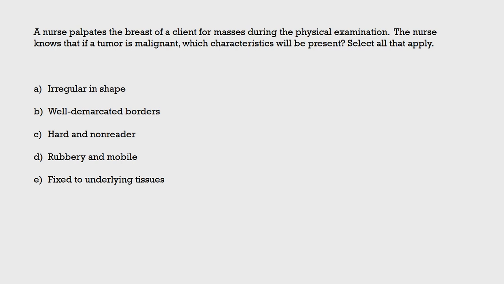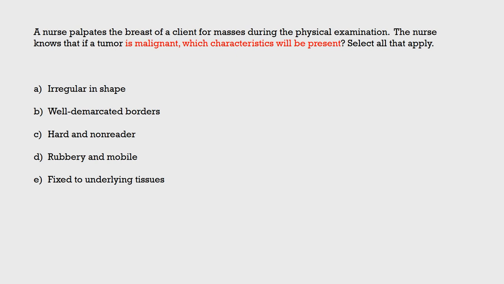Okay, so we have some practice questions. A nurse palpates the breast of a client for masses during a physical examination. The nurse knows that if a tumor is malignant, which characteristics will be present? Select all that apply. So we have irregular in shape, well demarcated borders, hard and non-tender, rubbery and mobile, or fixed to underlying tissue. So our key words: this is a malignant tumor, and which are the characteristics that we're looking for?